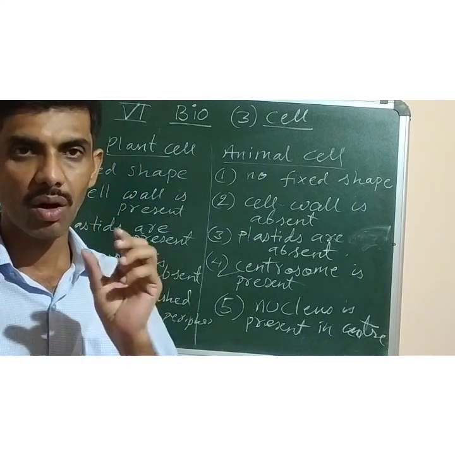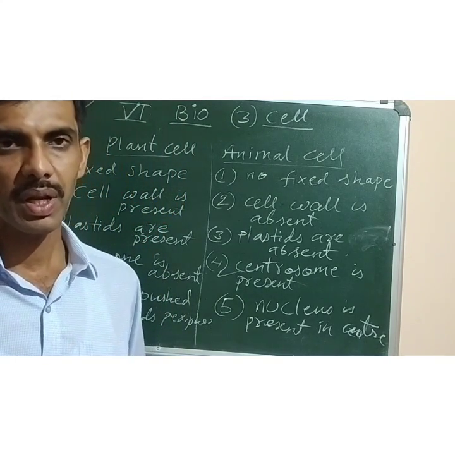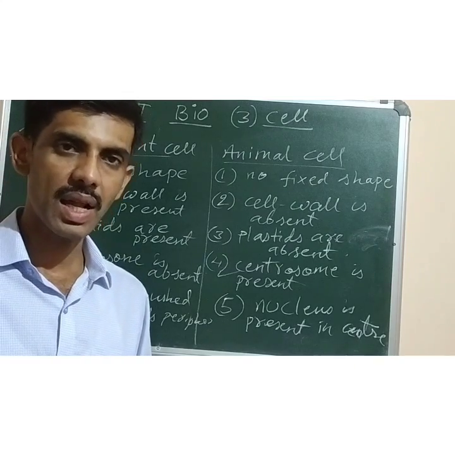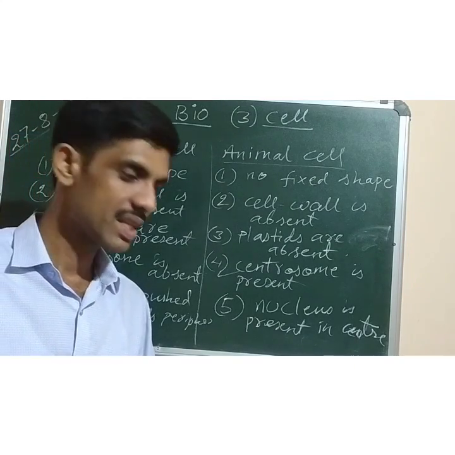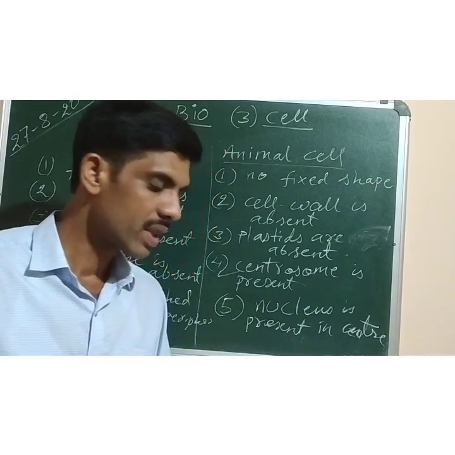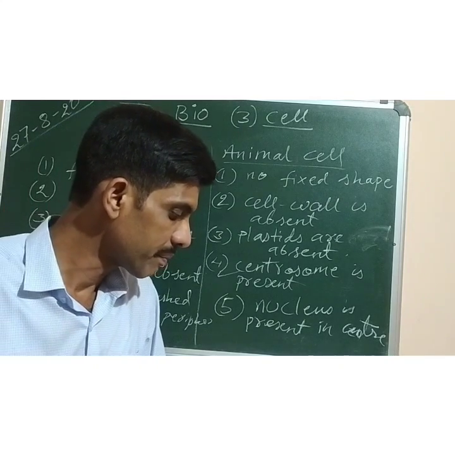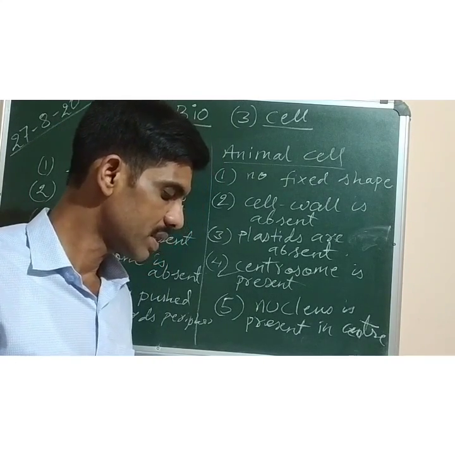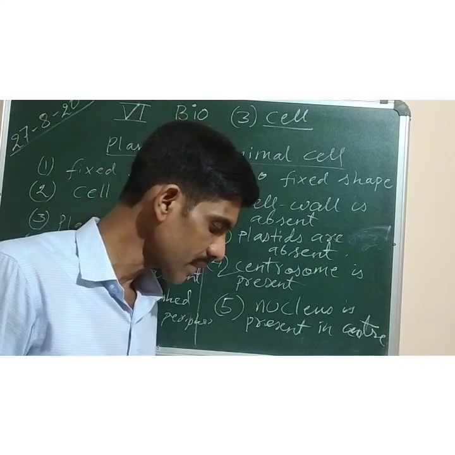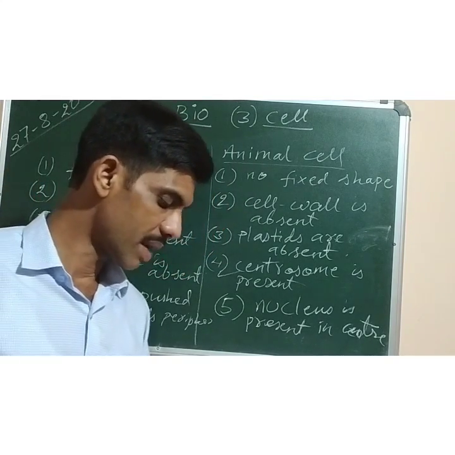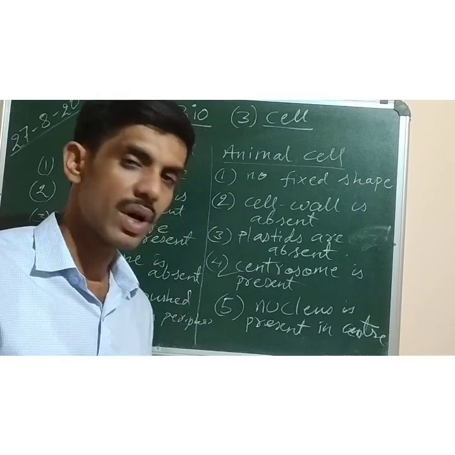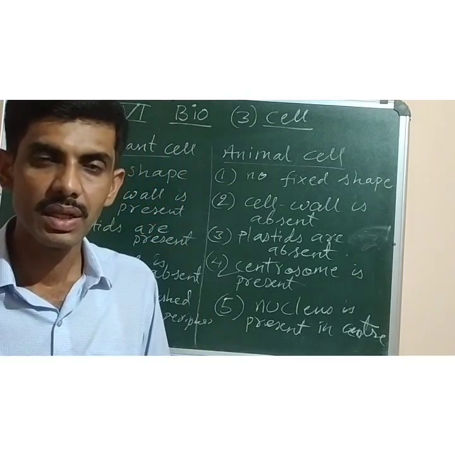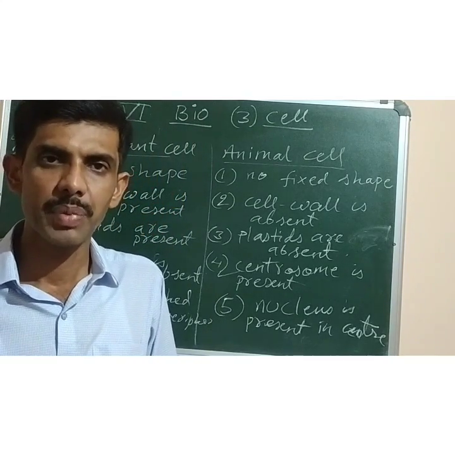You need to take an onion peel, remove the peel and put it on a glass slide, and then you can stain or color it with a drop of safranin. Safranin is the name of a solution which is used to color the plant cells. It is dark pink in color.